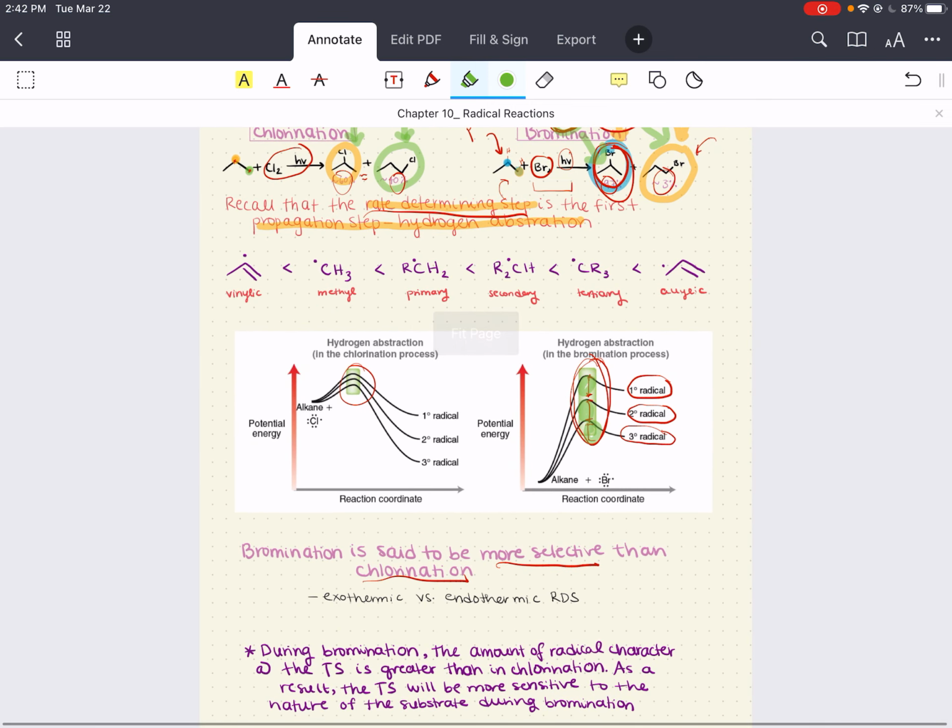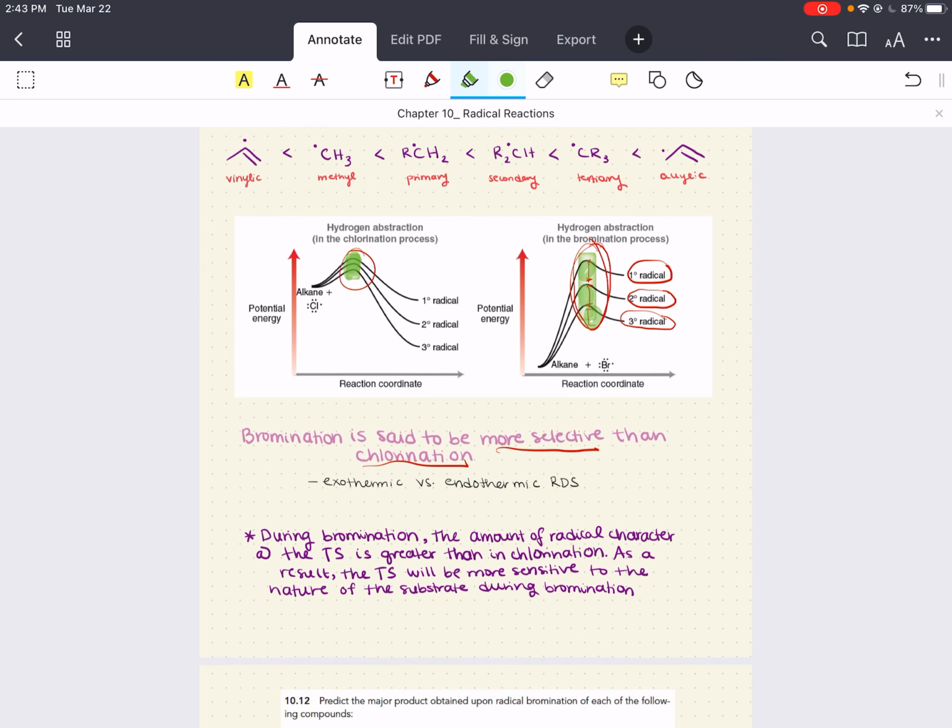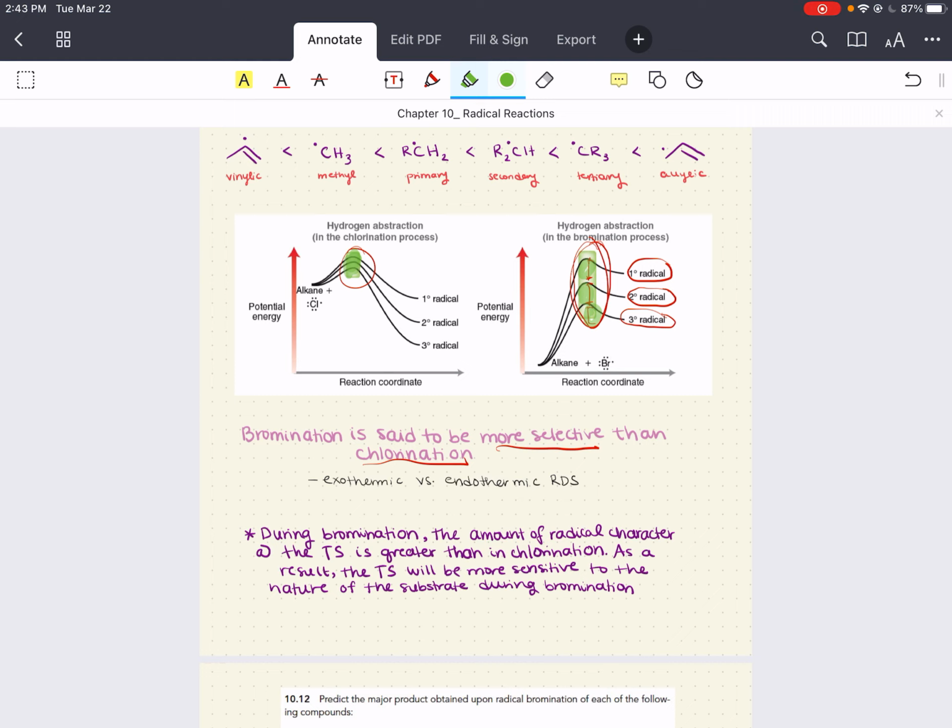Now, for chlorination, the energies are so close together, whether it's a primary, secondary, or tertiary radical that is being chlorinated, so there is more of a blurred line in terms of what products you're forming. Even though your major product is still from the more substituted radical, there is less of a discrepancy between the yields. They are closer together. And so bromination is said to be more selective than chlorination, right? Because of this endothermic versus exothermic rate determining step.